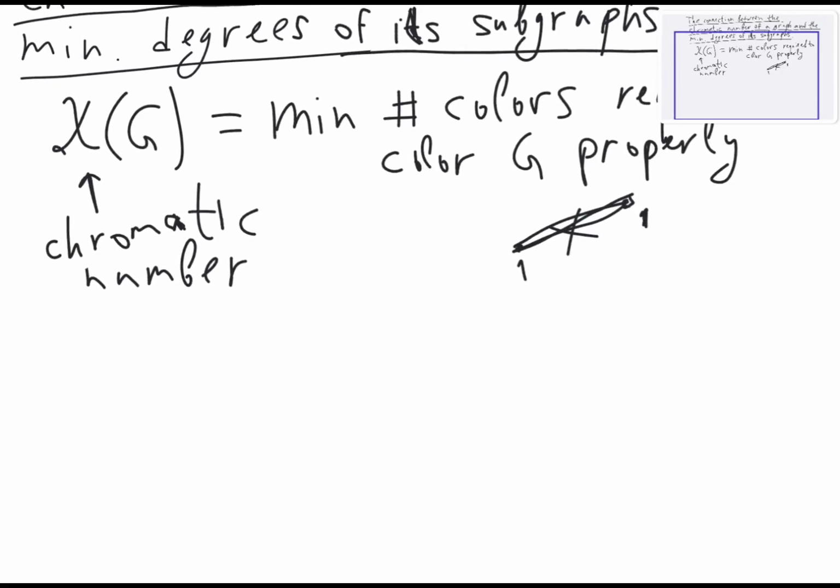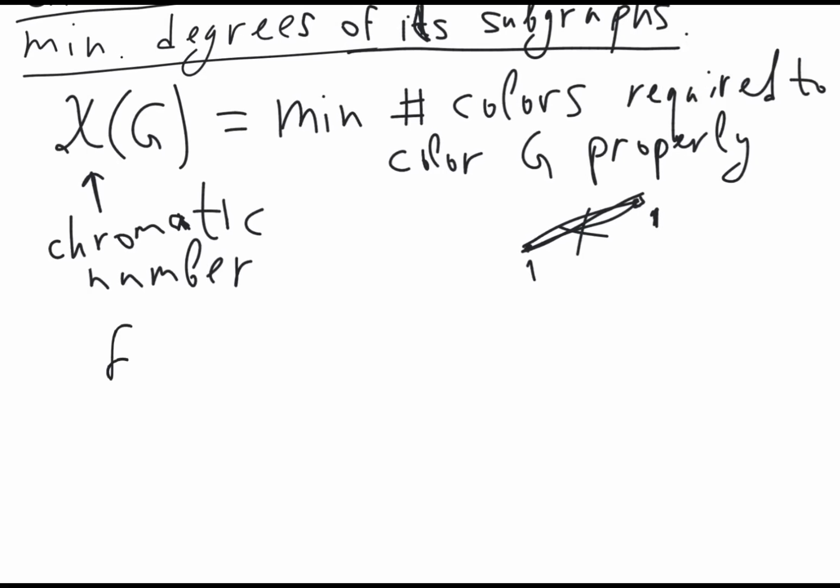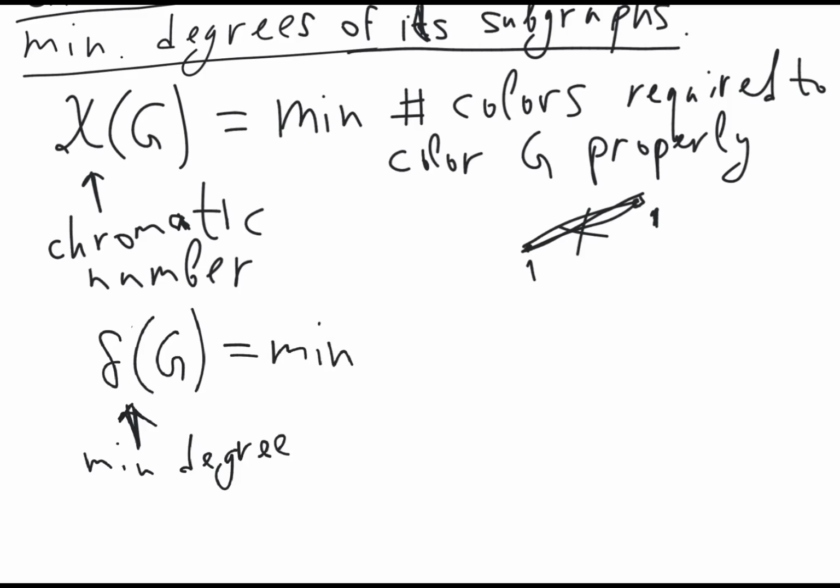The minimum degree of a graph we denote as delta of G. This is the minimum degree, and it is defined as the minimum of all degrees of vertices, the degree of vertex v for all vertices v belonging to the set of vertices of G.